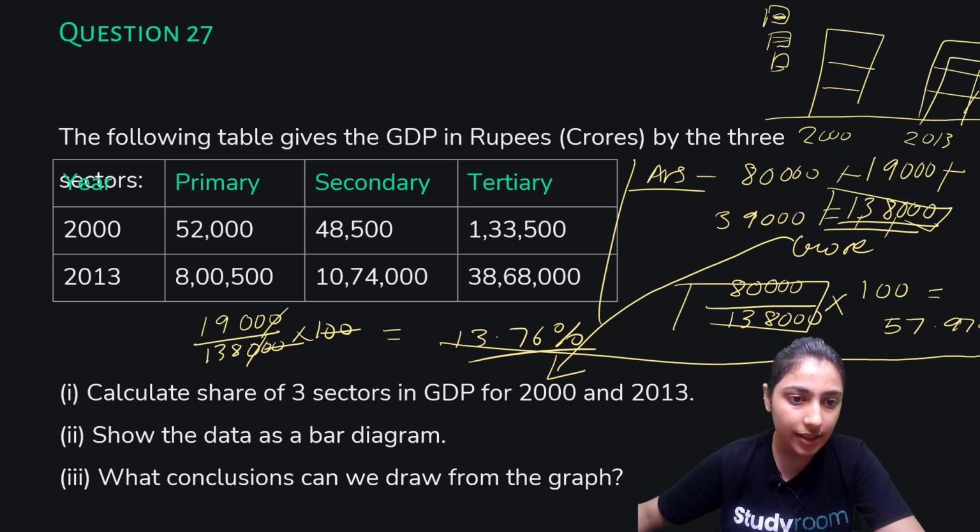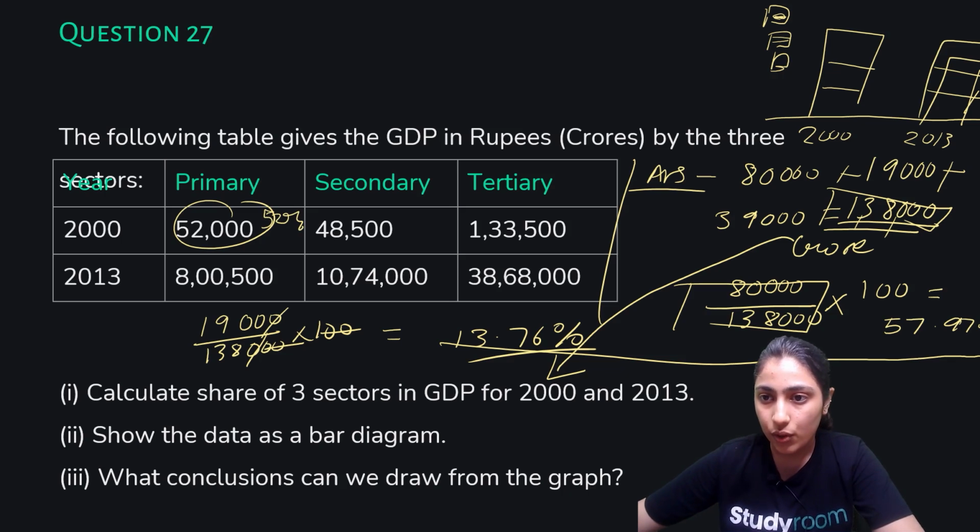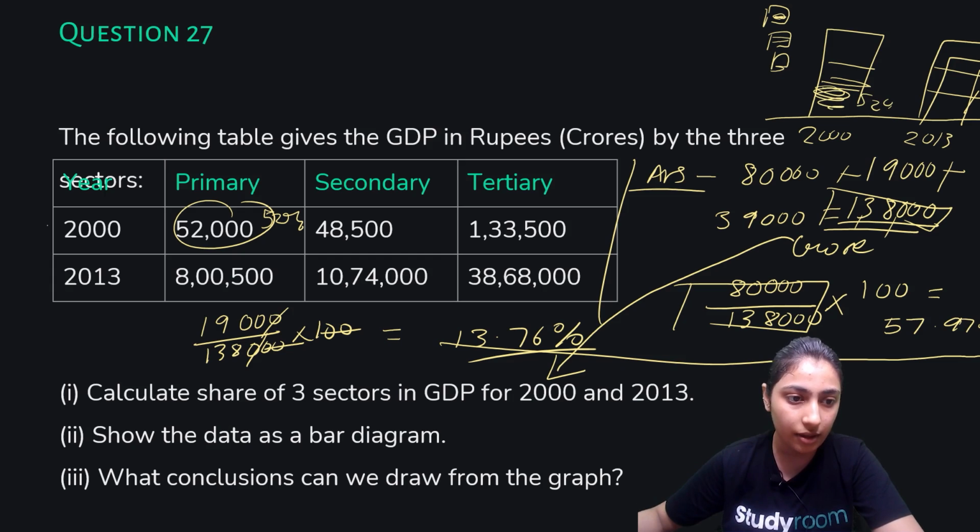And then taking these numbers, try putting them into percentages, like 52% was in the primary sector in 2000. So if the value for this is 52, and this is your primary, color this up and write 52. Like this you need to make the bar graph for both of them.